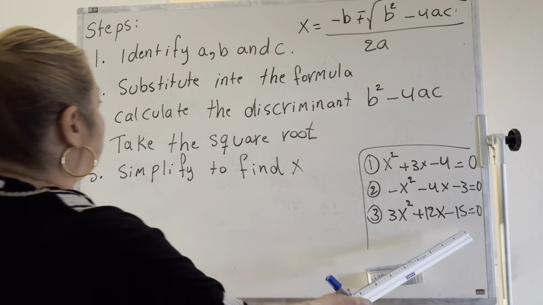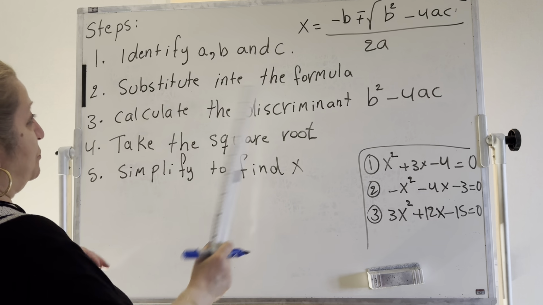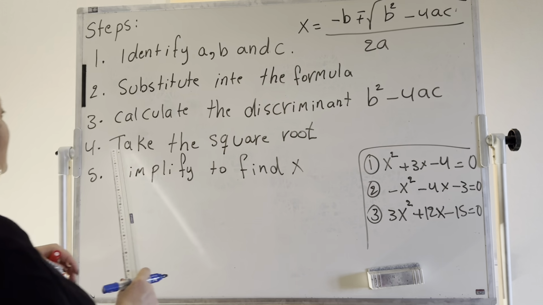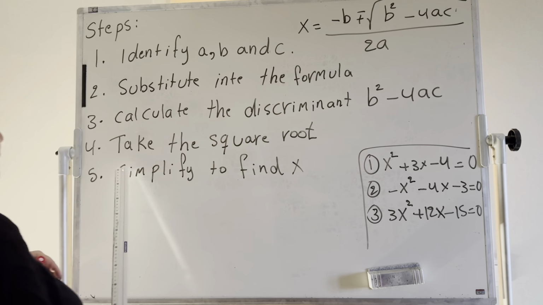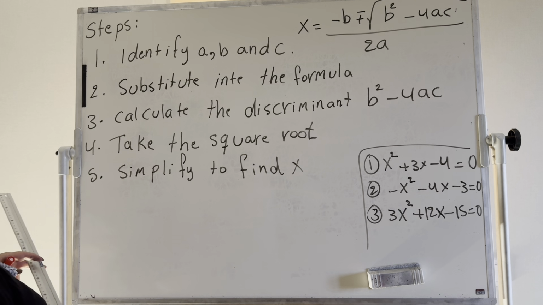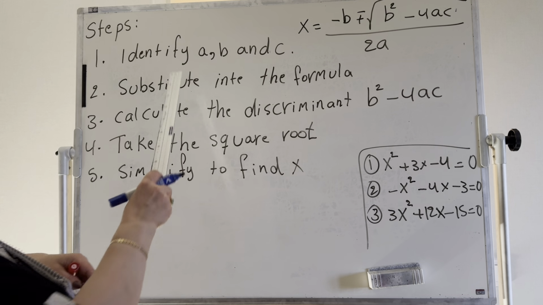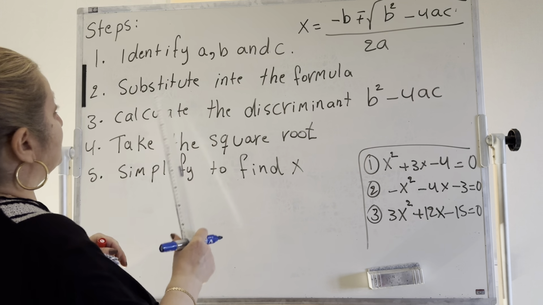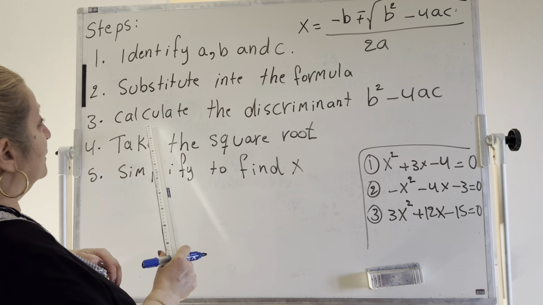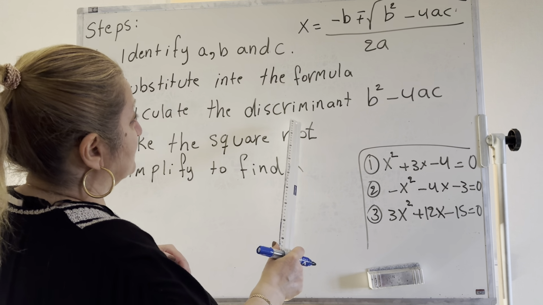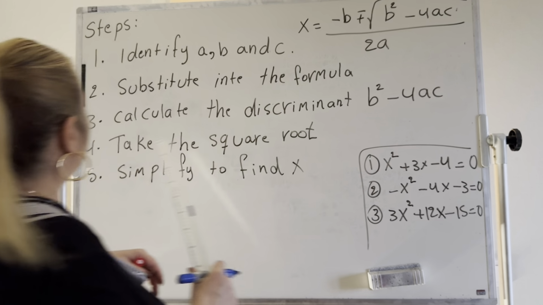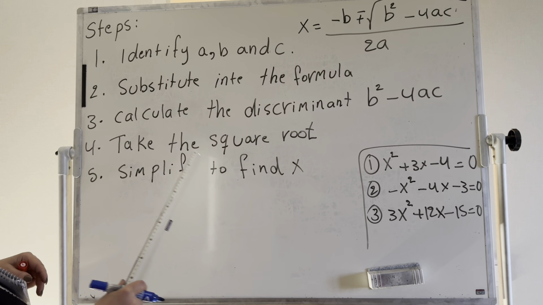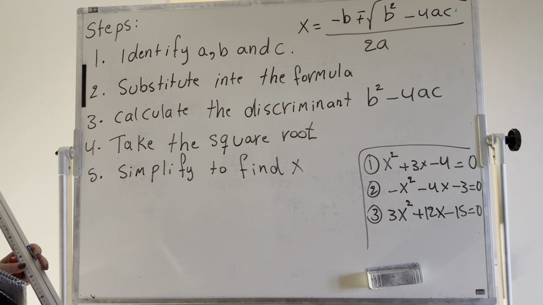Identify a, b, and c. Substitute into the formula. Calculate the discriminant, b squared minus 4ac. Take the square root, and simplify to find x.